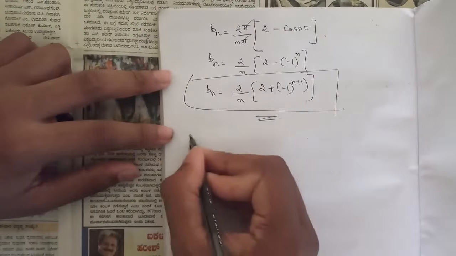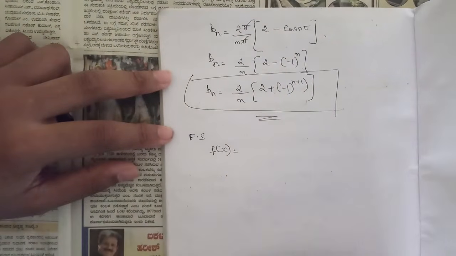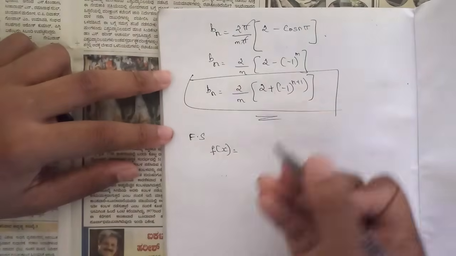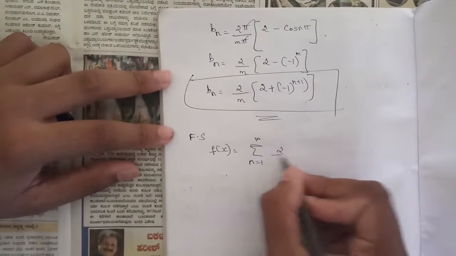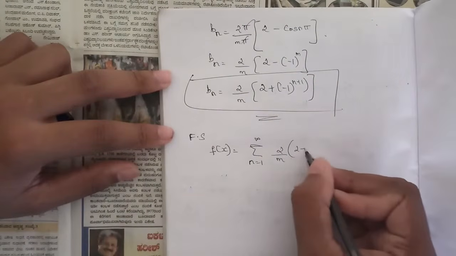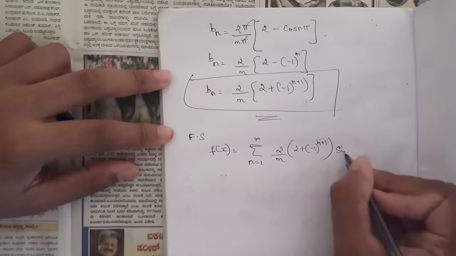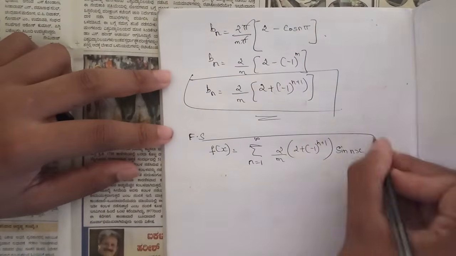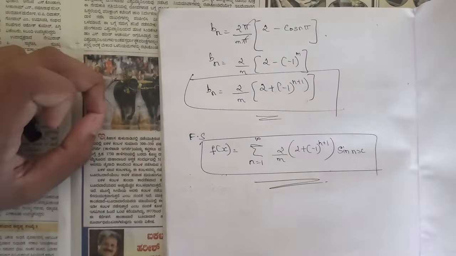So now we'll write the Fourier series. So the only term left is bn, so bn, n plus 1 sin nx. So yeah, this is the required Fourier series for this one.